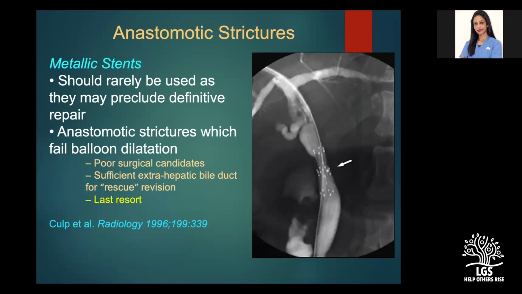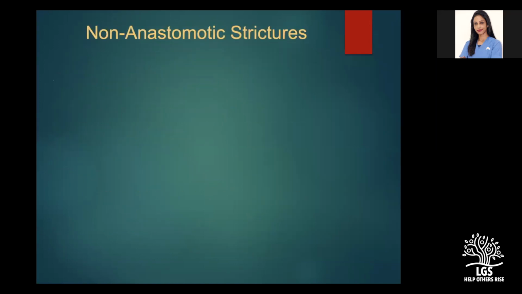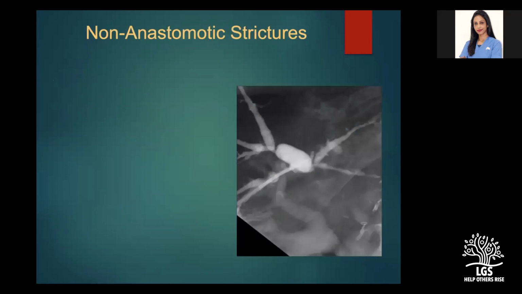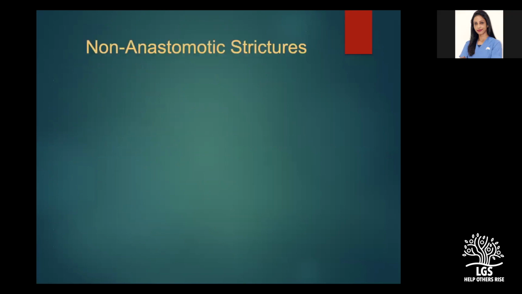That is very much possible, but percutaneously, we don't have metal stents which are retrievable as of now. So that is about the anastomotic strictures. And the non-anastomotic strictures, again, we know the reasons for them. The most important thing is to look at the artery to make sure that the artery is not compromised, causing biliary ischemia and causing non-anastomotic strictures.